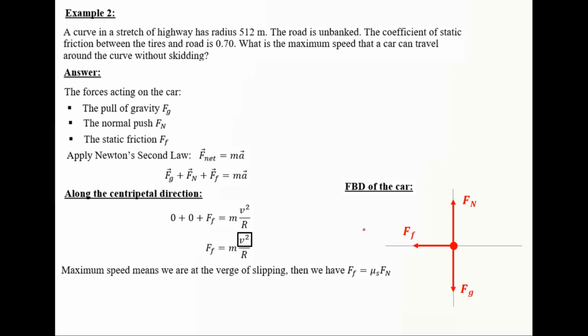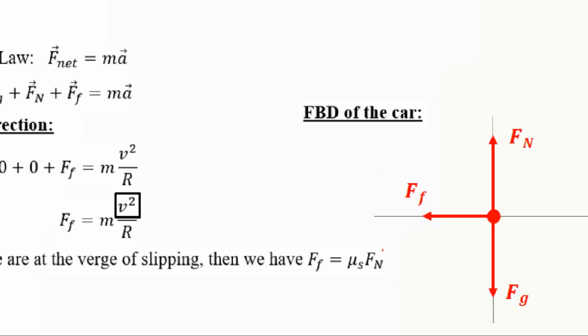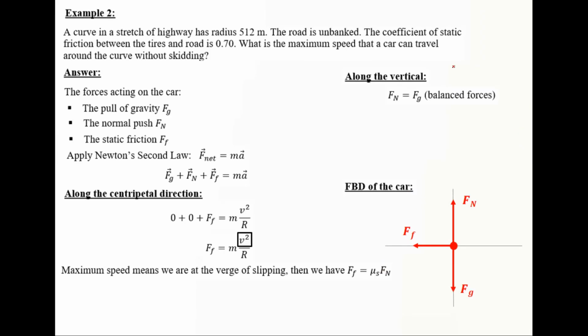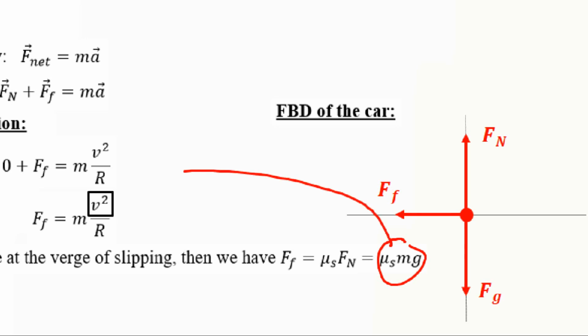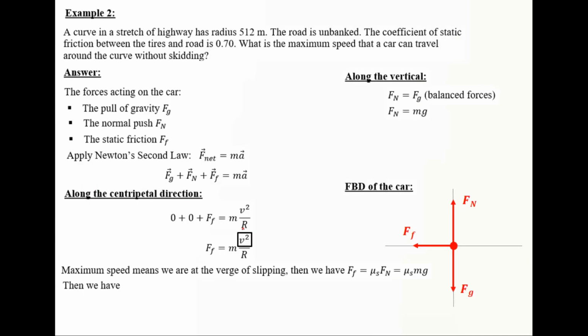Maximum speed means we are at the verge of motion, the verge of slipping. Then we have that friction is mu_s Fn, but we still don't have the expression of Fn, and this can be determined by referring to the vertical. Fn and Fg are balanced forces. Fn is mg. So basically Fn here can be replaced by mg, and this expression now can be replaced here. m and m would cancel, then the expression of v is given by radical mu_s r g.